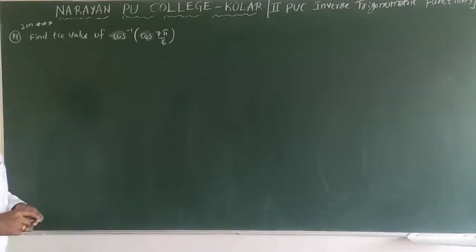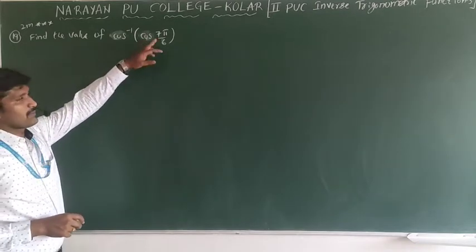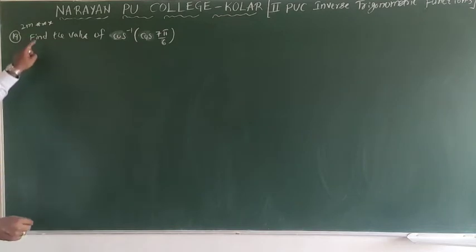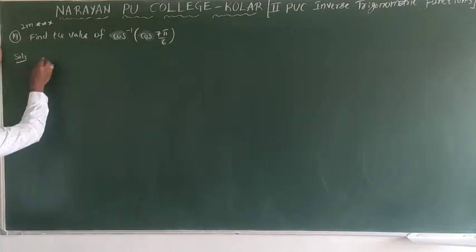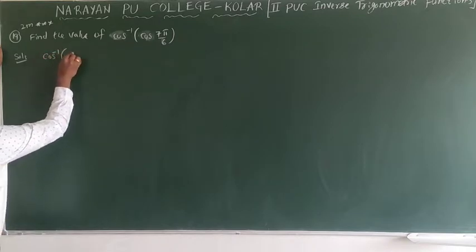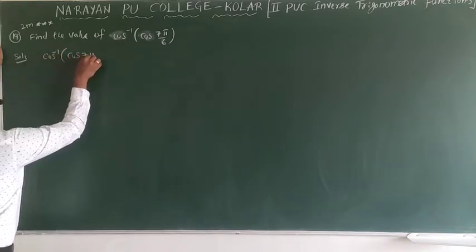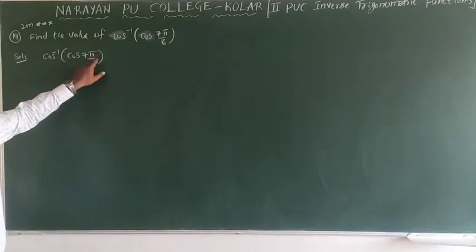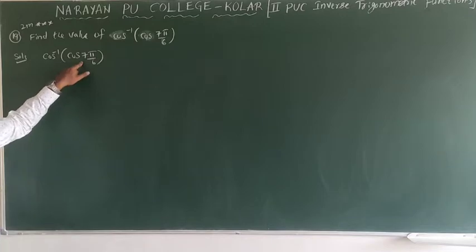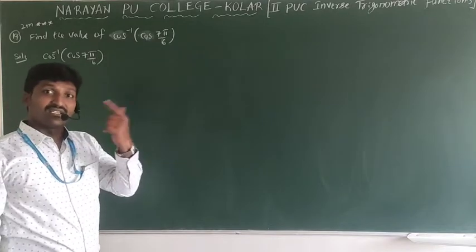Here 91, find the value of cos inverse of cos 7 pi by 6. It's important for 2 marks. Cos inverse of cos 7 pi by 6. 7 pi by 6, clearly its angle is how much? Pi by 6 is 30, 7 times 30 is 210. 210 is clearly in the third quadrant.